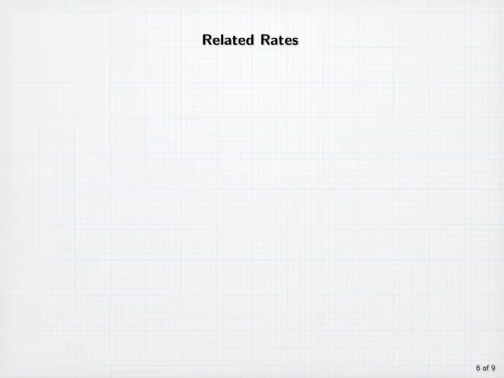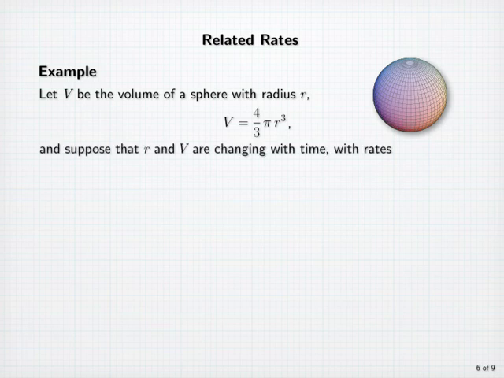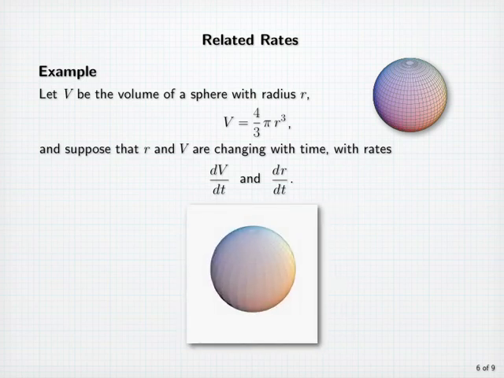Related rates. Example: let V be the volume of a sphere with radius r, V equals 4/3 pi r cubed, and suppose that r and V are changing with time with rates dV/dt and dr/dt. So imagine that the sphere maintains its shape while changing size in some fashion.